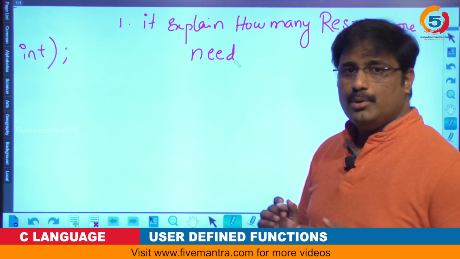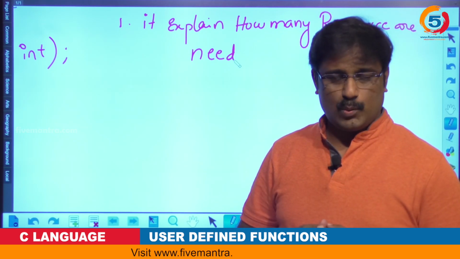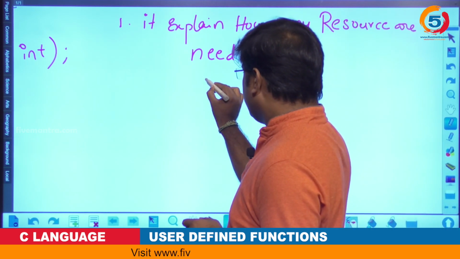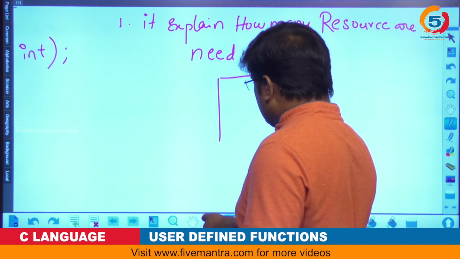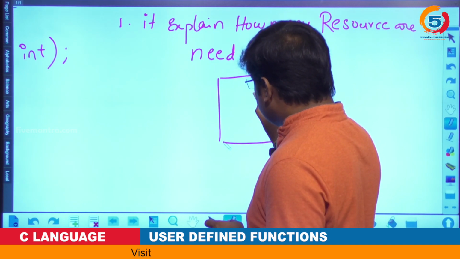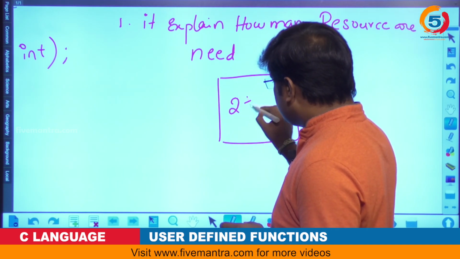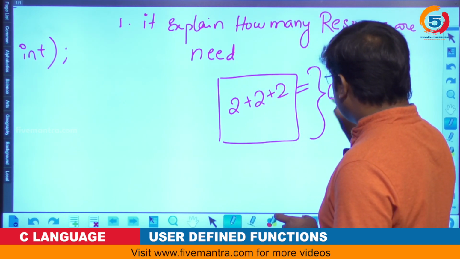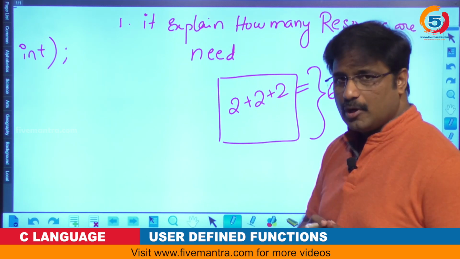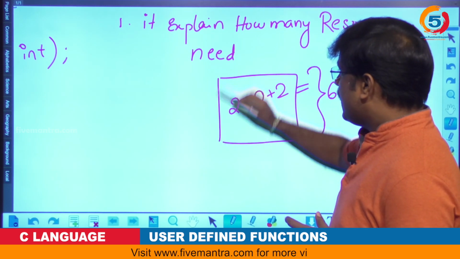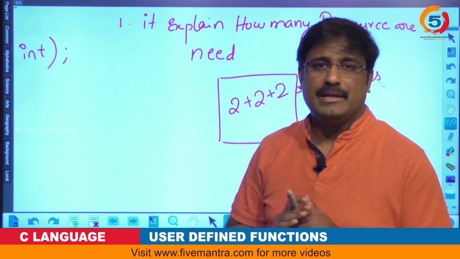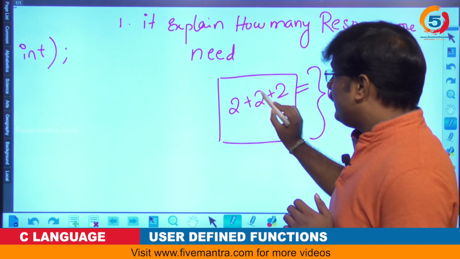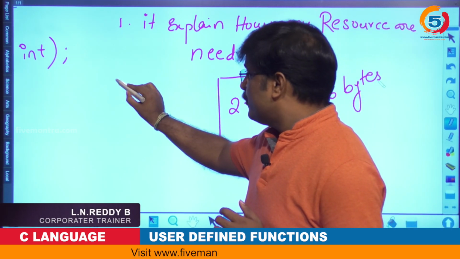Whenever I want to add two numbers, two integers are required, and one return type is required, that is also an integer. It means it will give the memory block for your application, that is 2 plus 2 plus 2, a total of 6 bytes of memory. Okay, this memory resource will be allocated with the help of the prototype declaration. And it will explain about a second point.